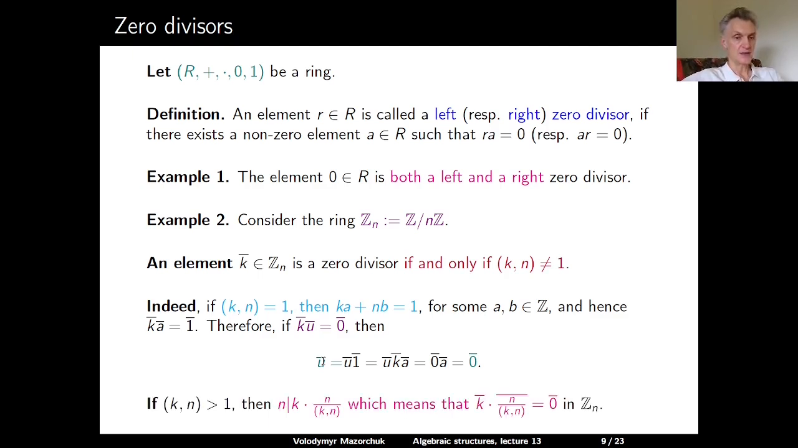On the other hand, if the greatest common divisor of k and n is greater than 1, then of course n divides the product of k with n divided by the greatest common divisor. And this means exactly that the class of k times the class of this non-zero element n divided by the greatest common divisor is equal to 0 in Zn. So in this case, k is indeed a zero divisor.